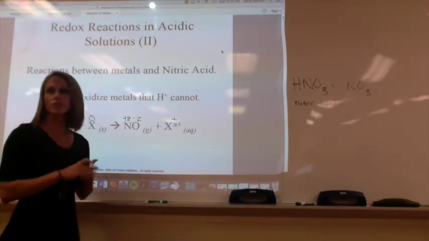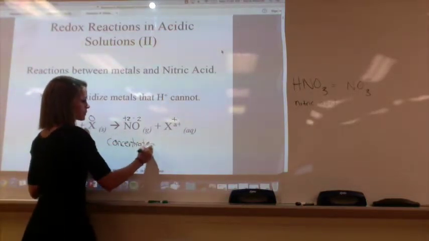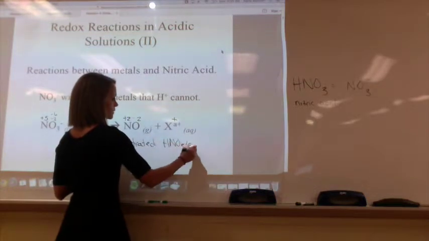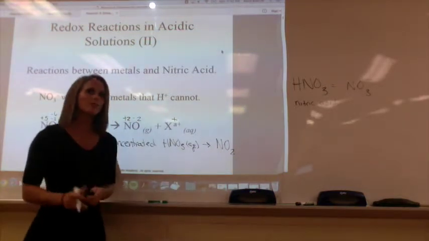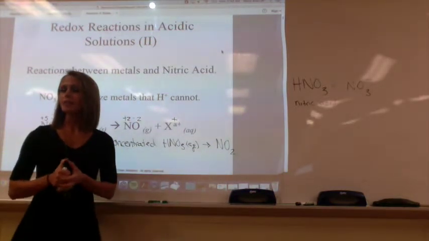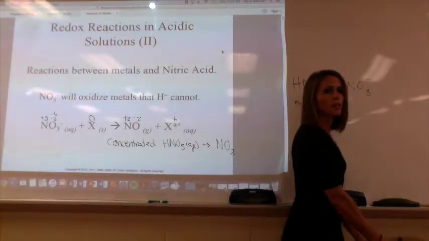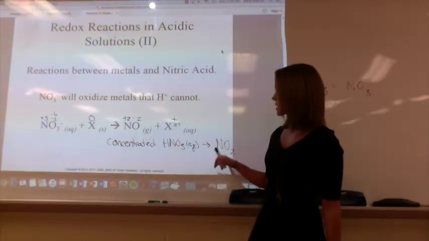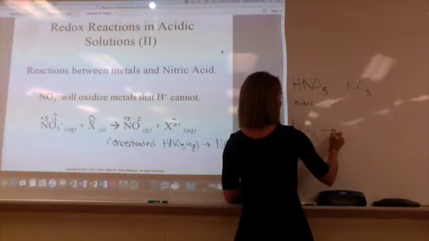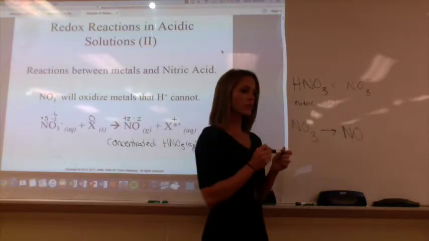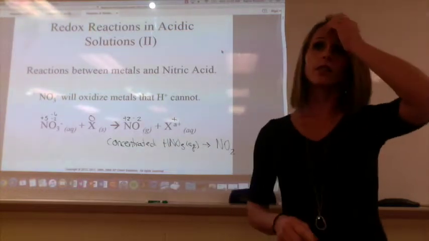In very concentrated nitric acid solutions, you could also produce NO2 as an option. I don't know that they would ever give that to you, but it would say clearly a concentrated solution of nitric acid versus just regular nitric acid. So I don't care that you memorize this piece. What I care about is that you memorize that if you get NO3 minus, you write the half reaction NO3 minus goes to NO. All right, so that's the first half reaction that you need to memorize for an acid. So I wrote that down there on that note card.